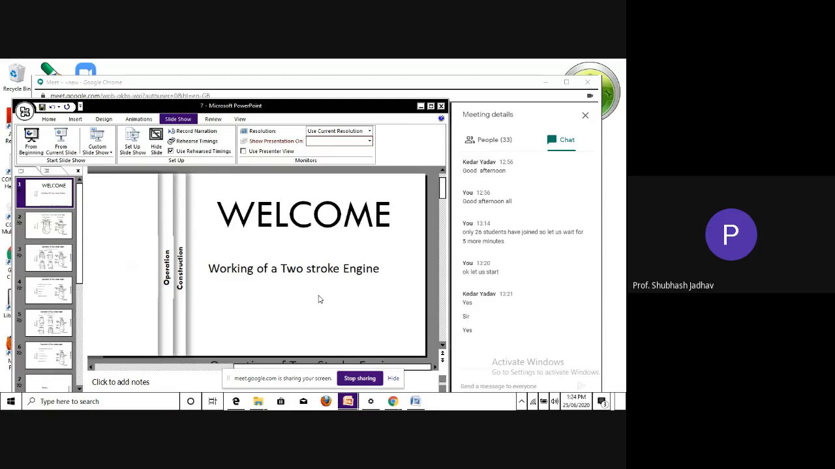So basically, we will be discussing the two important types, that is the two-stroke and four-stroke engine. We will discuss some constructional details, and then we will discuss how they work and correlate the working with the valve timing diagram, and then we'll go to cycles. So this is what is planned for today. So let us start.